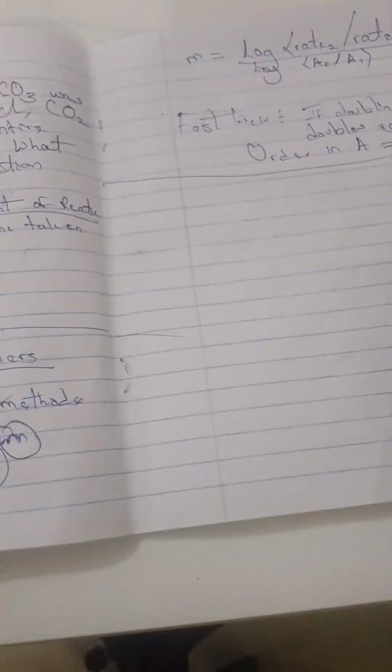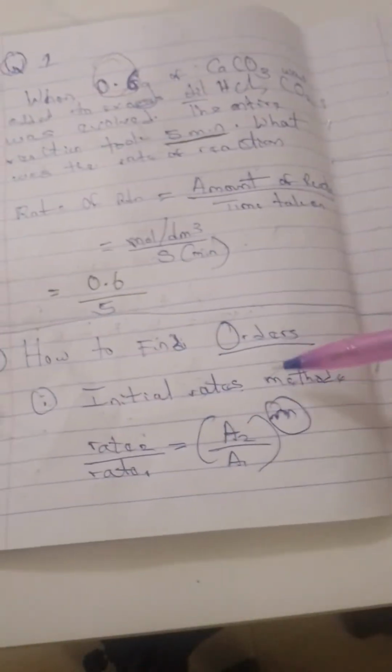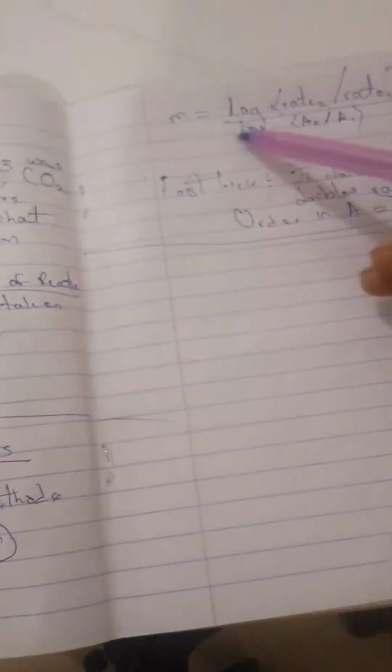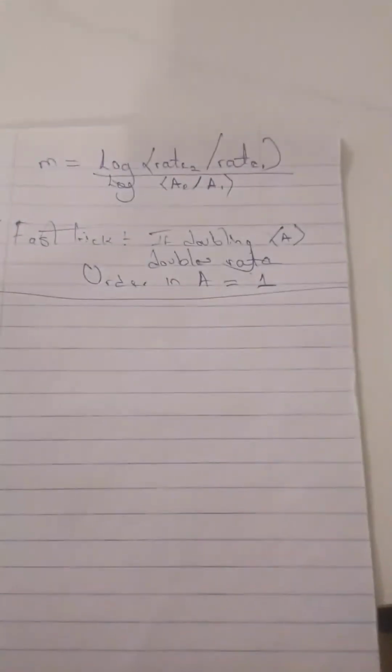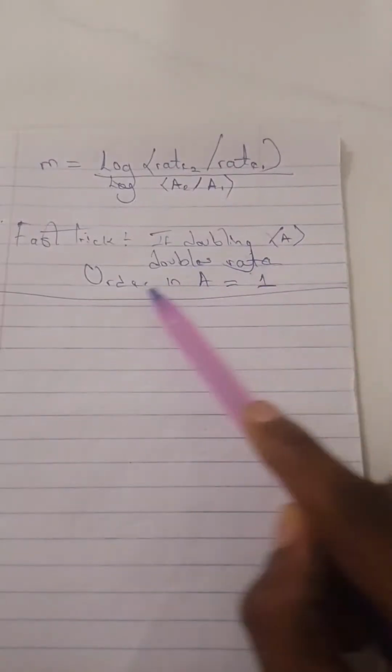So I'm looking for M, the order with respect to A, in this case. To find orders using the initial rate method, it is rate 2 over rate 1, then A2 over A1. Then you bring out your M, which is the order, and you get log rate 2 over rate 1 over log A2 over A1. Do you understand? So the first trick, like I said again, keep it in your mind for objective questions: if doubling A doubles rate, order in A is equal to what? 1. It's as simple as that.